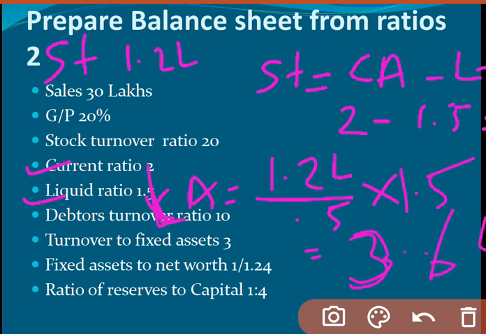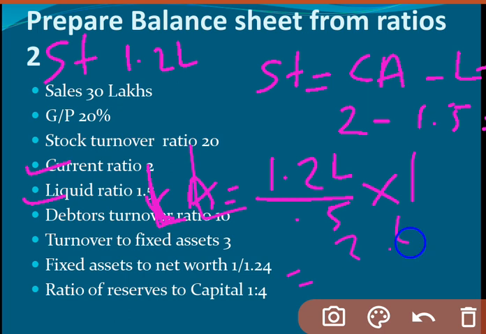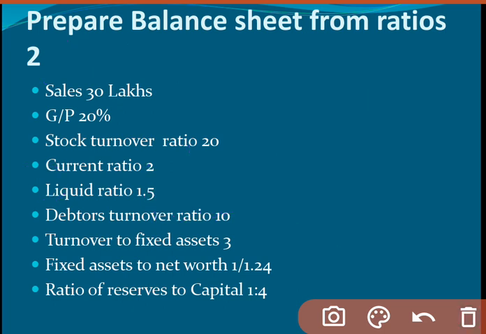Similarly, we can find the value of current liability. Current liability is 1 because the ratios are 2:1 and 1.5:1. Current liability is equal to 1.2 lakhs divided by 0.5 into 1, which is 2.4 lakhs. Then we have got different values like current assets, liquid assets, current liabilities. We got the value of stock, then current asset, liquid asset, then current liabilities.